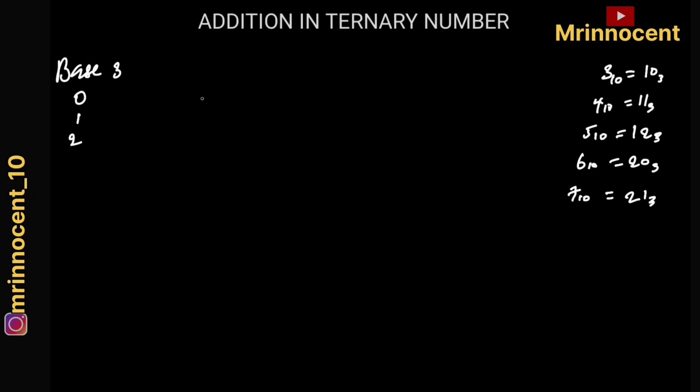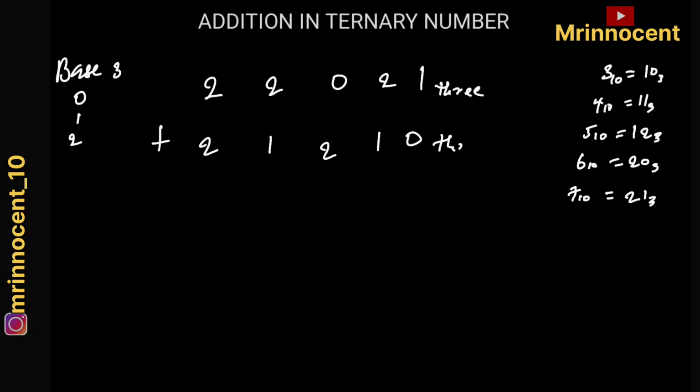Okay, let's look at some examples. We have 2021 base 3 plus 21210 base 3. 1 plus 0 is 1. 2 plus 1 is 3, and 3 in base 3 is 0.